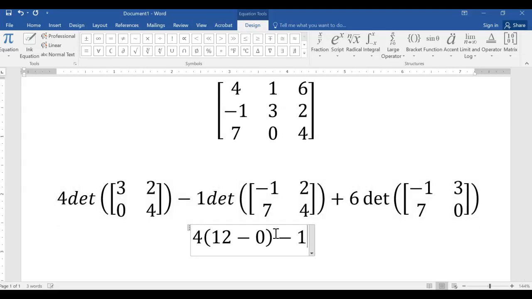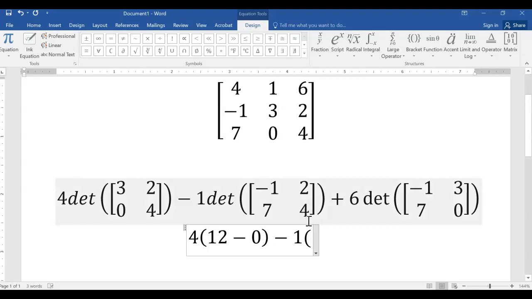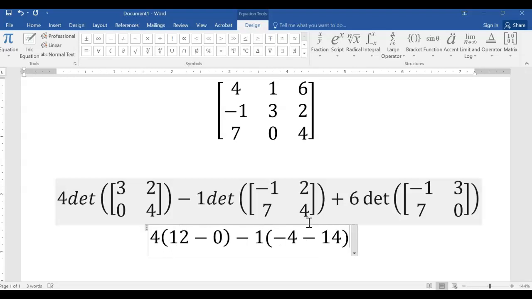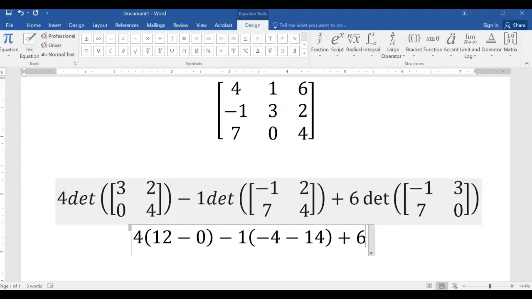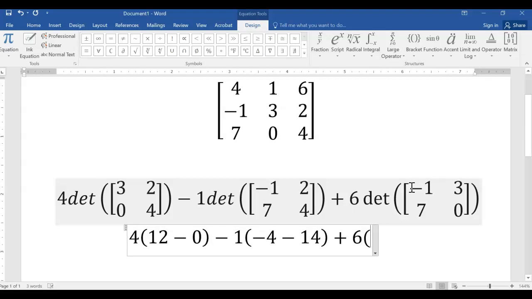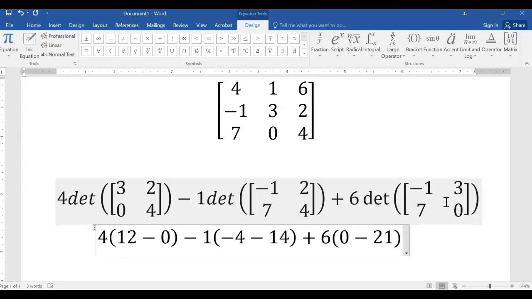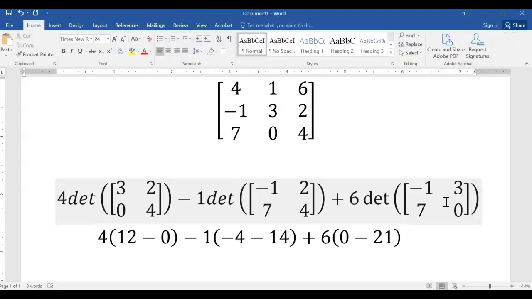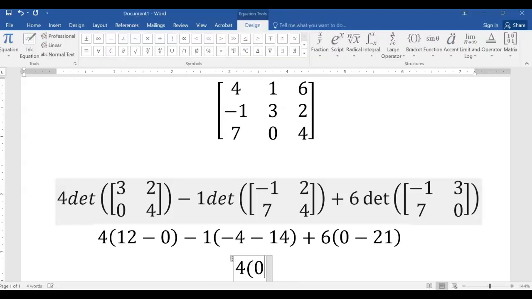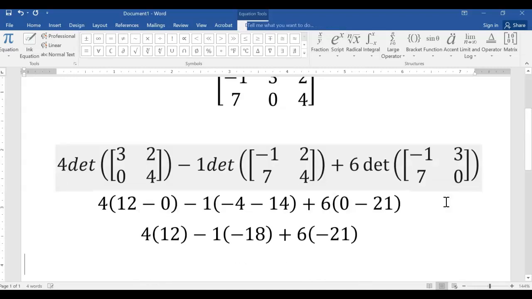Then minus 1. Well, determinant of this is going to be negative 4 minus 14 plus 6. Well, determinant of this is going to be 0 minus 21. All right. So we end up with 4 multiplied times 12 minus 1 multiplied times a negative 18 plus 6 multiplied times a negative 21. Okay, you can type that into your calculator.